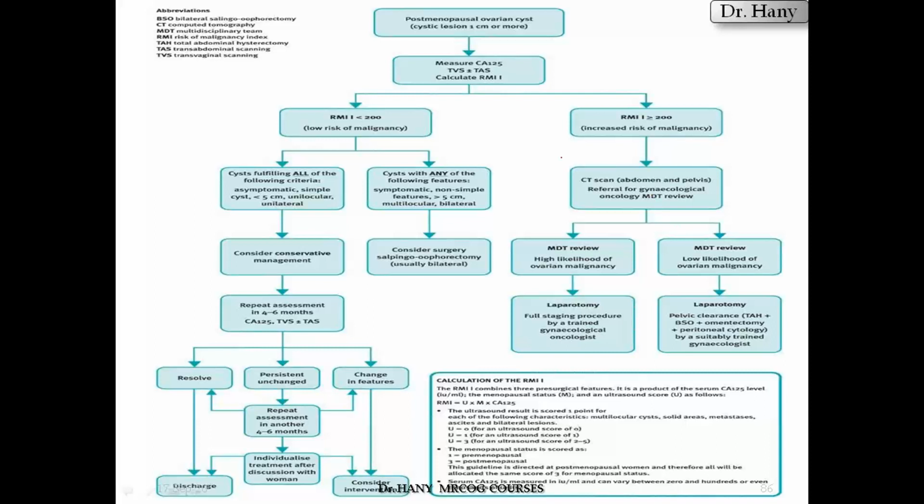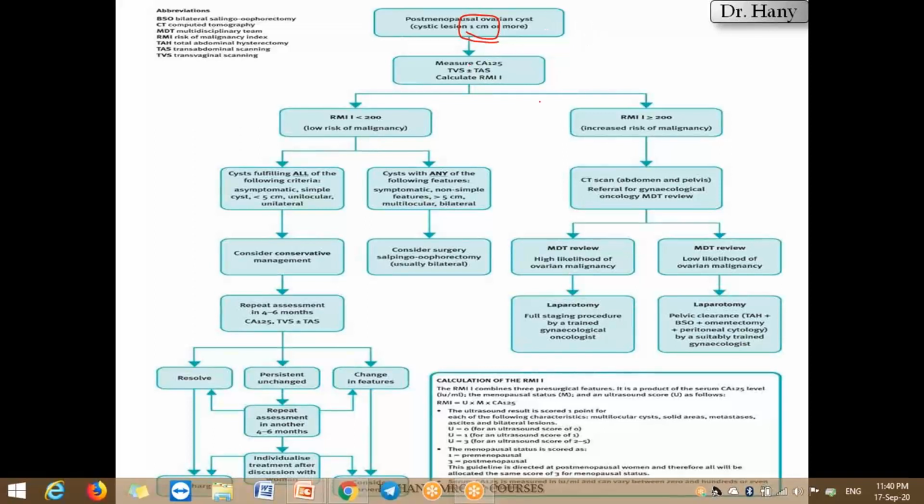A postmenopausal ovarian cyst of 1 centimeter only, because a lot of you are thinking about 5 in the postmenopausal. A 1 centimeter cyst can give a problem in a postmenopausal woman. So a 1 centimeter cyst needs to be investigated. Take care: a postmenopausal ovarian cyst of 1 centimeter or more needs to be investigated.